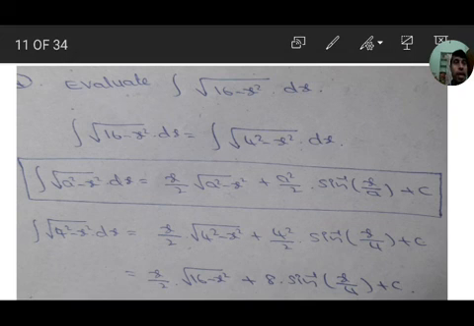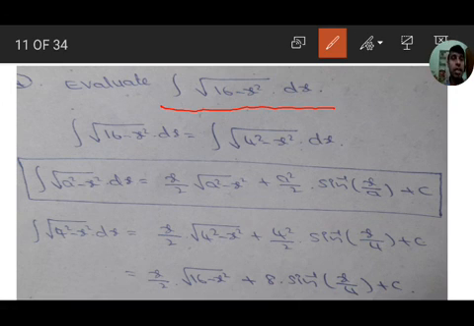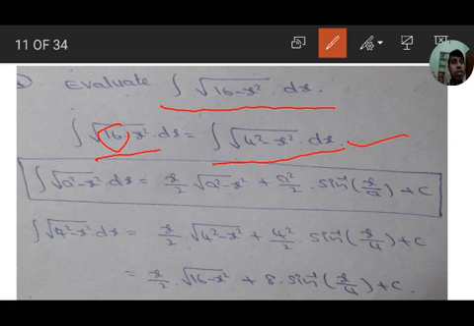Next problem. Evaluate integration square root of 16 minus x square dx. Okay. That is integration square root of 16 minus x square dx equal to integration, 16 can be written as 4 square, 4 square minus x square dx. So it is of the form square root of a square minus x square. So we have the formula integration square root of a square minus x square dx equal to x by 2 into square root of a square minus x square plus a square by 2 into sine inverse x by a plus c. That is the formula.